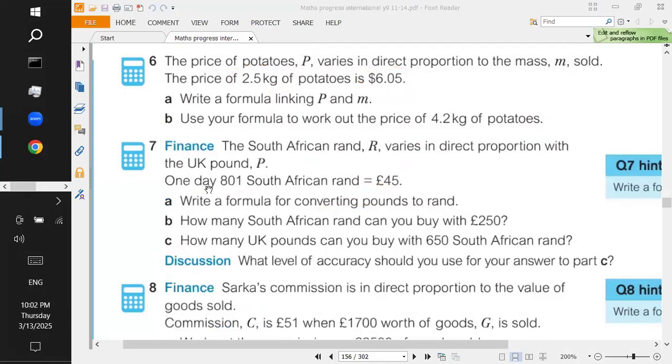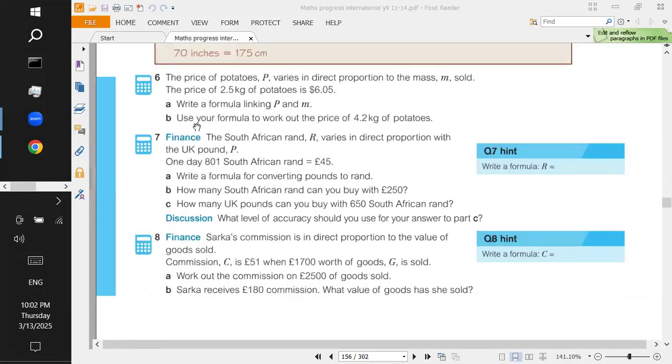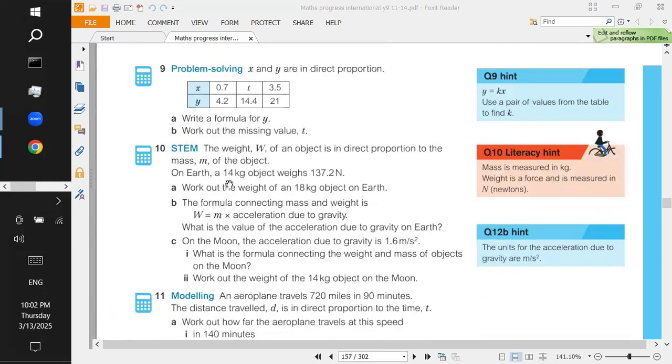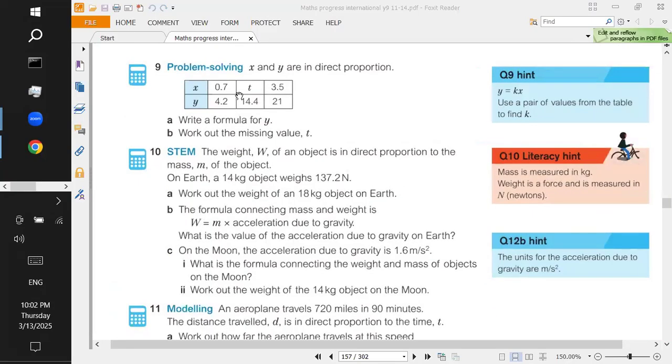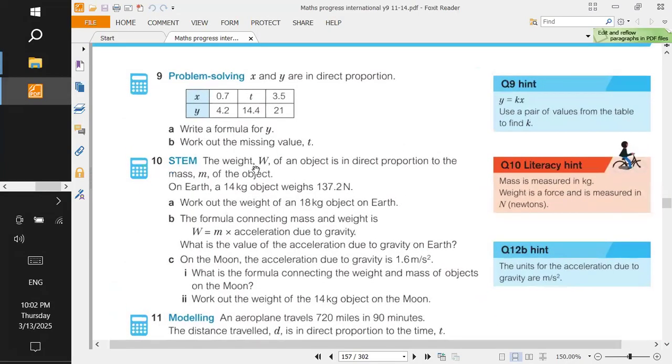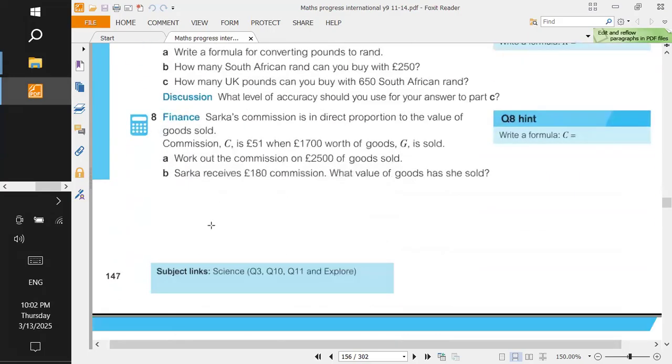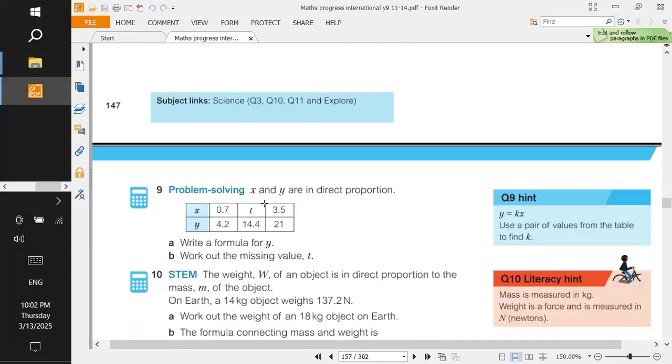Same idea with question 7 and 8. You just have to find the formula and then use it to find the answer of the question. Now, let's move on here. These questions here, I write the formula, same idea. Here, they gave us two values to work with, but here they gave us a table of values. This means you can what? You can use two values here and here.